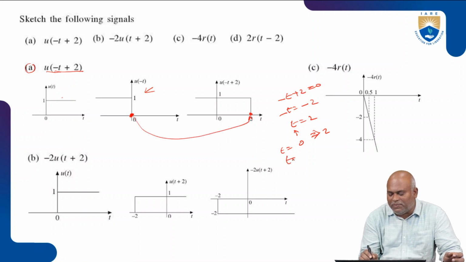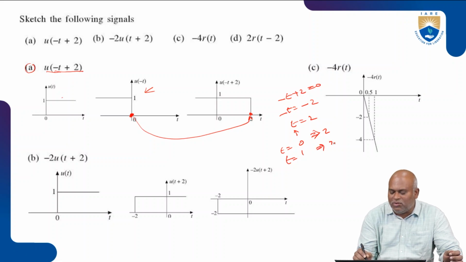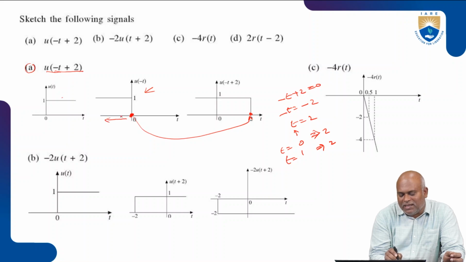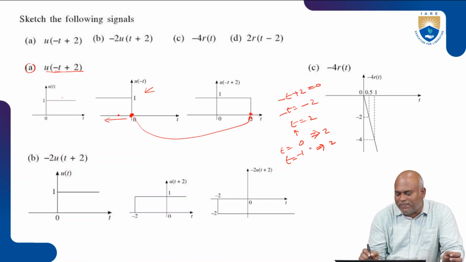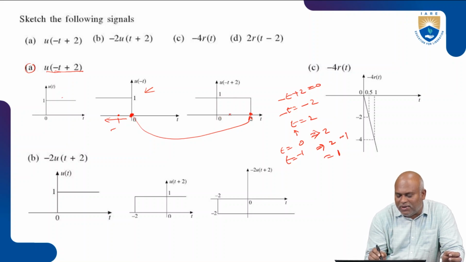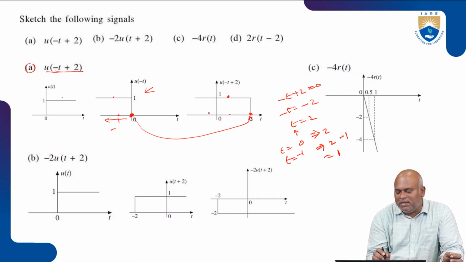Next, for example, I take 1. This is 2, as this is the other signal. Here I take minus 1. That is 2 minus 1 is equal to 1. See, the 1 is represented with the same amplitude. Like that I do it for all the signals, for all the coordinate values.